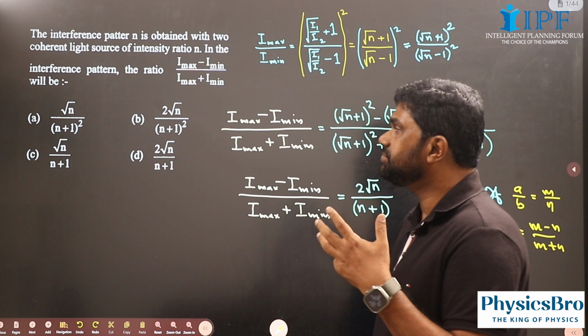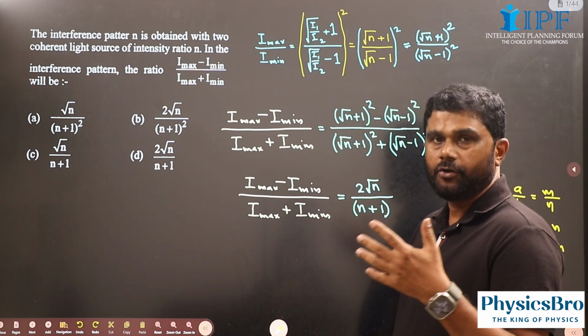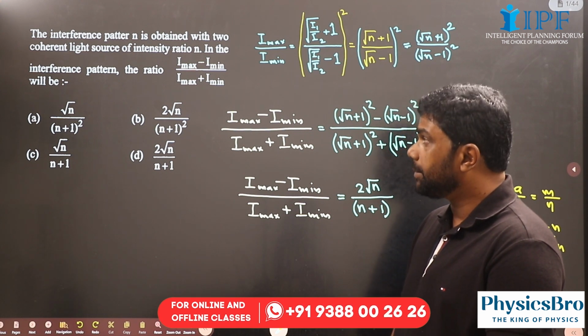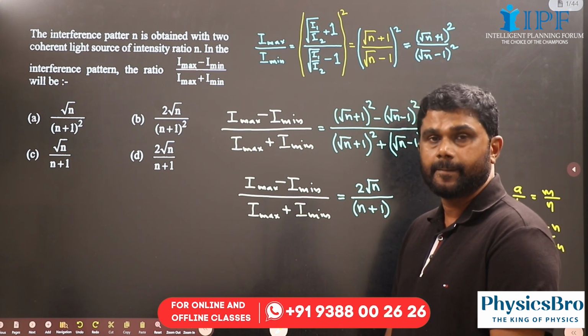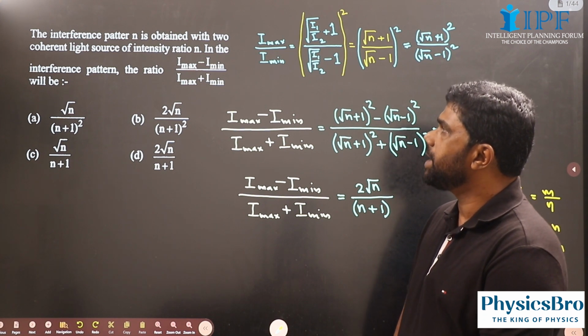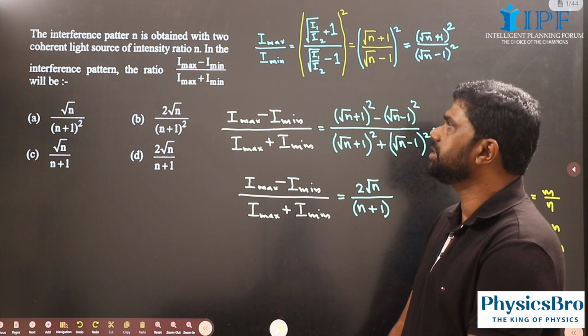Children, now in this video, we will discuss all the previous questions from the chapter Wave Optics. We have all questions that appeared for NEET as well as AIPMT earlier. So the first question is: interference pattern is obtained with two coherent light sources of intensity ratio n.